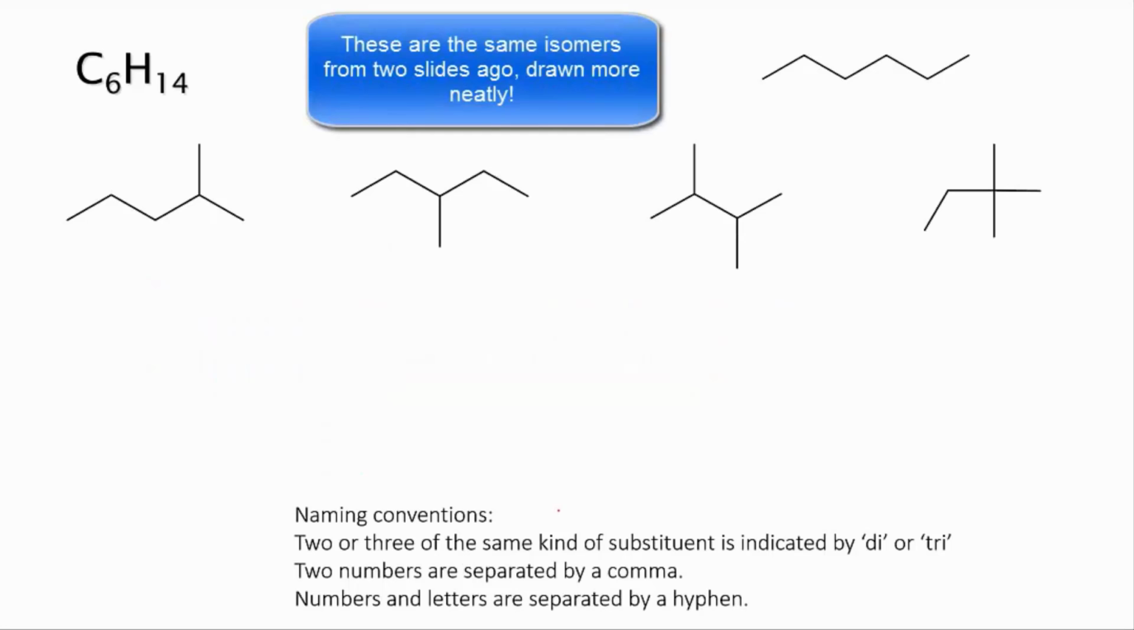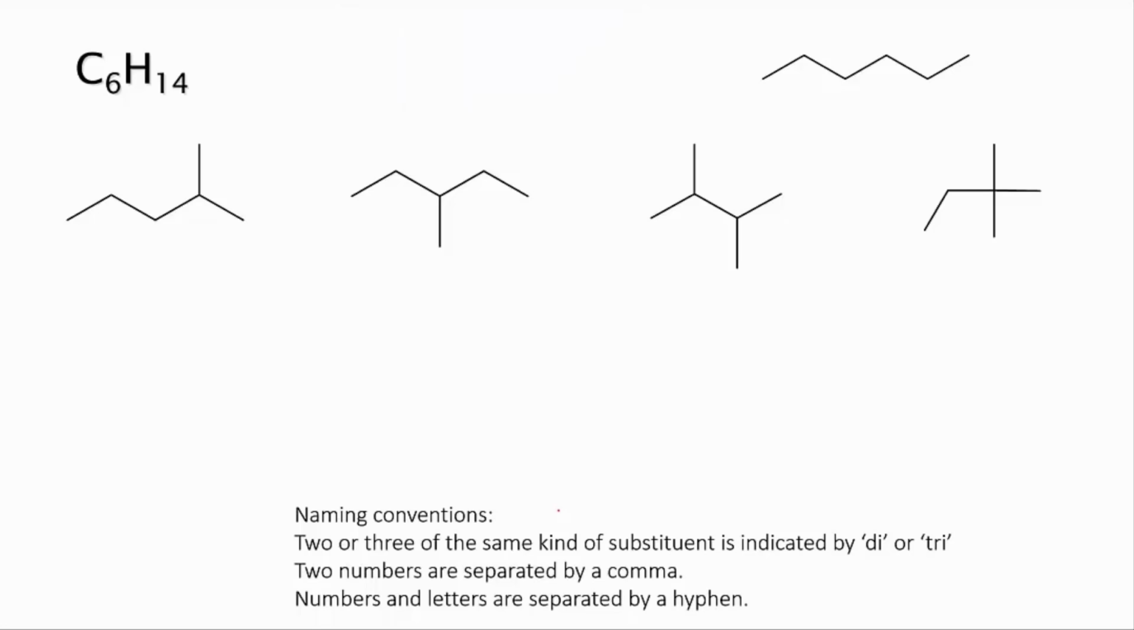So let's look at the 2 methylpentanes first. The rule said to number the main chain consecutively, starting at the end nearest the substituent. So we'll number the carbons in the first one like this. And that means you can see that the methyl is attached to carbon number 2. So the way we name this is 2-methylpentane. And that tells you that the methyl branch, the methyl substituent, is attached to carbon number 2 of the main chain, which is pentane.